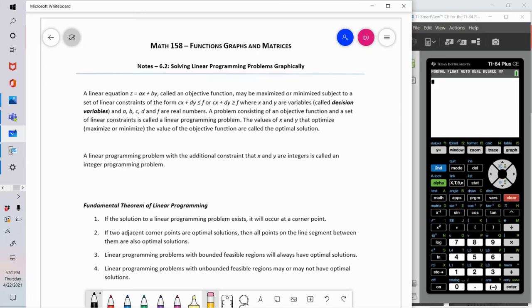Okay, welcome to Math 158, Functions, Graphs, and Matrices. This is section 6.2, Solving Linear Programming Problems Graphically.